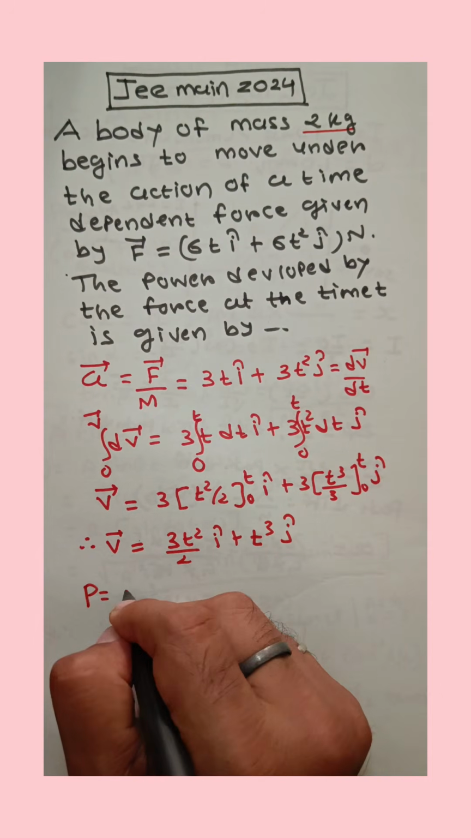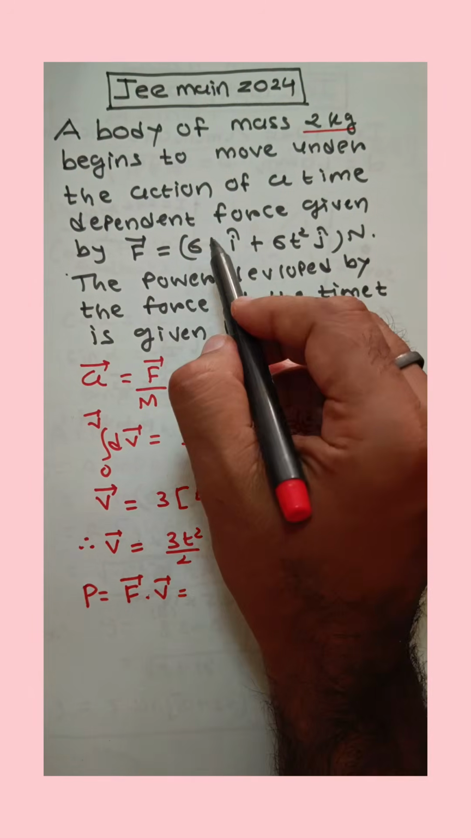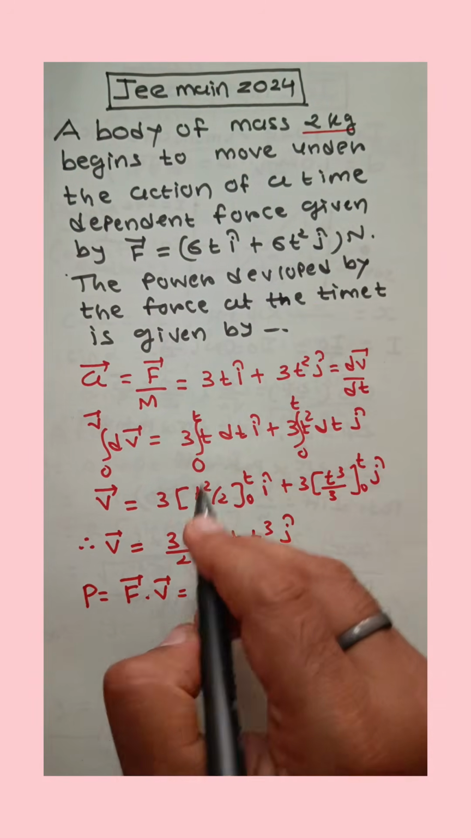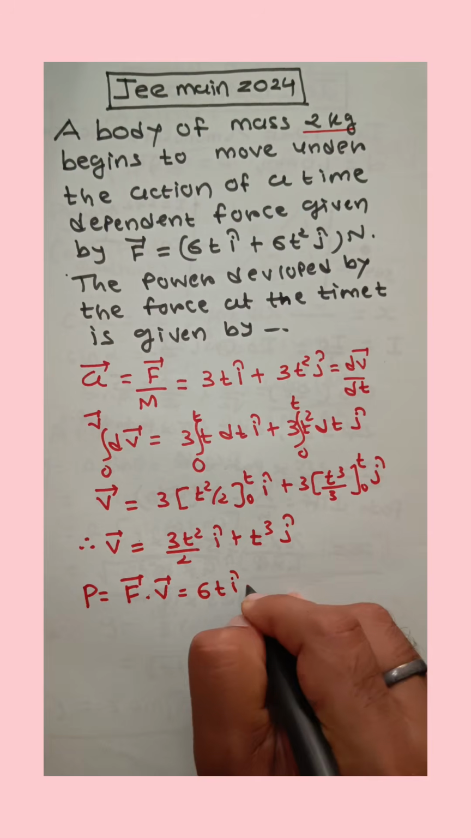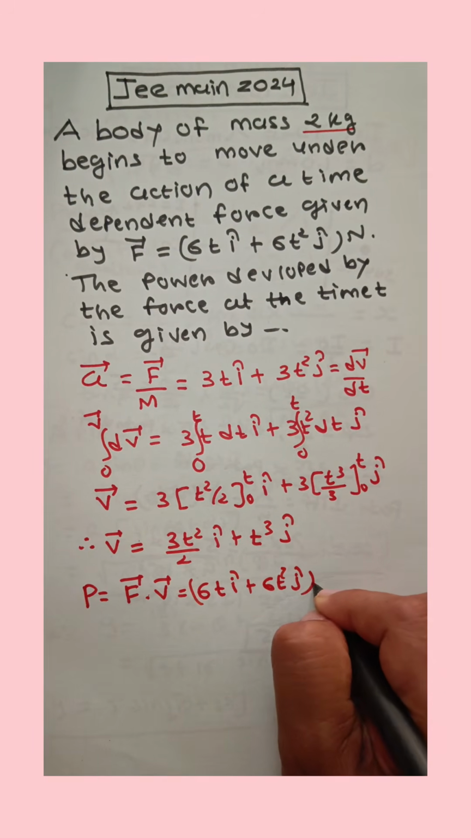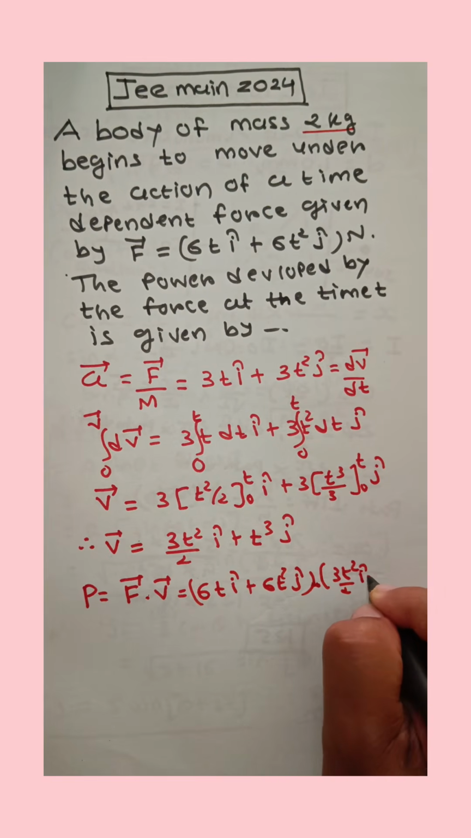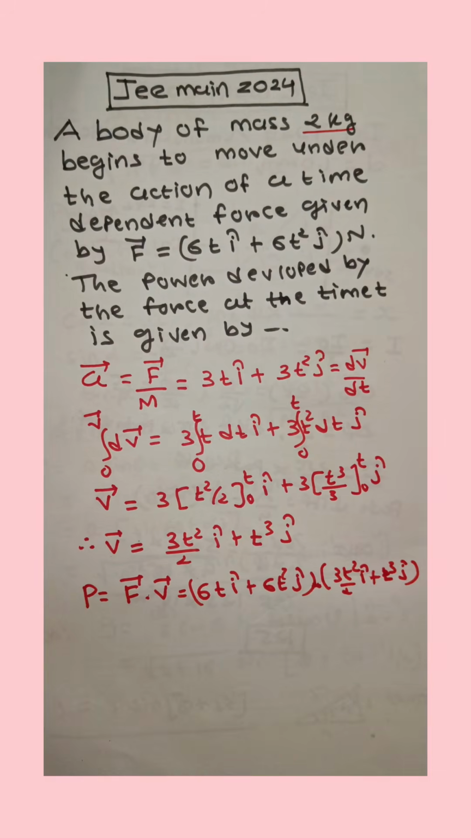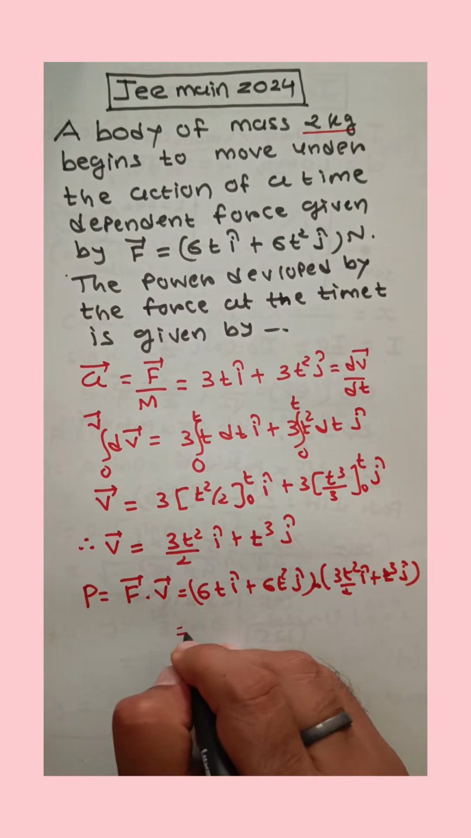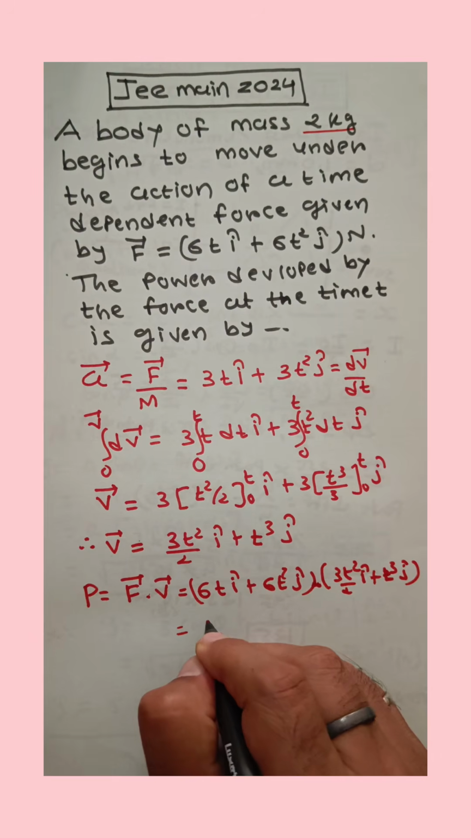Now power is equal to the dot product of force and velocity, F dot v. 60t î plus 60t² ĵ, that is the equation of force, dot velocity vector 3t² by 2 î plus t³ ĵ. So the answer of the dot product: 60 into 3 is 180, 180 by 2, that is 90.